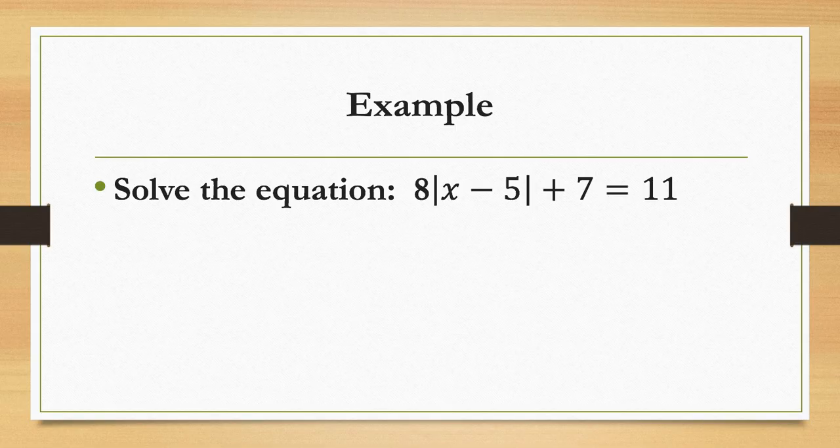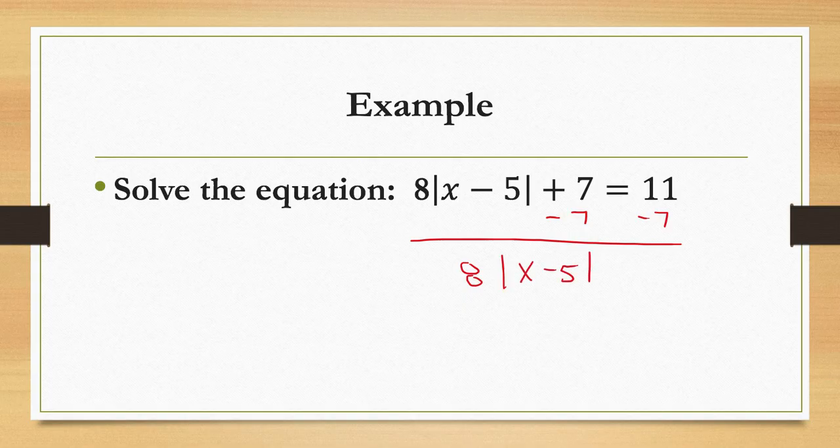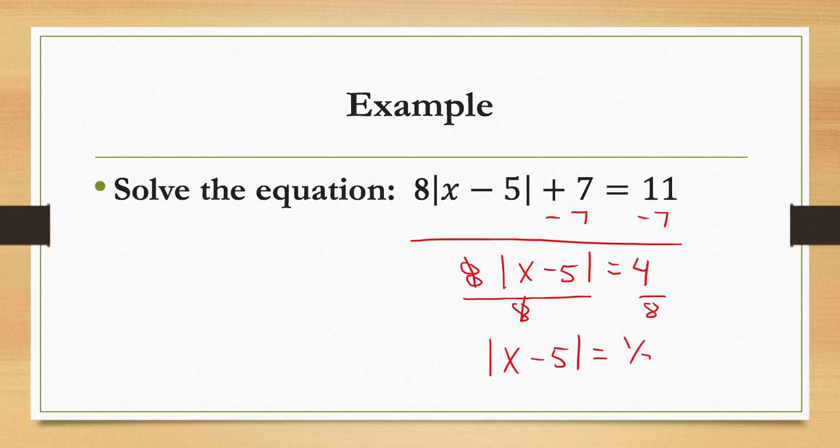Let's begin by subtracting 7 from both sides. That's going to give me 8 times the absolute value of x minus 5 is equal to 4. Again, you need the absolute value by itself. So the next thing I'm going to do is divide both sides by this 8. That's going to give me the absolute value of x minus 5 all by itself is equal to 4 over 8, which we know is 1/2.